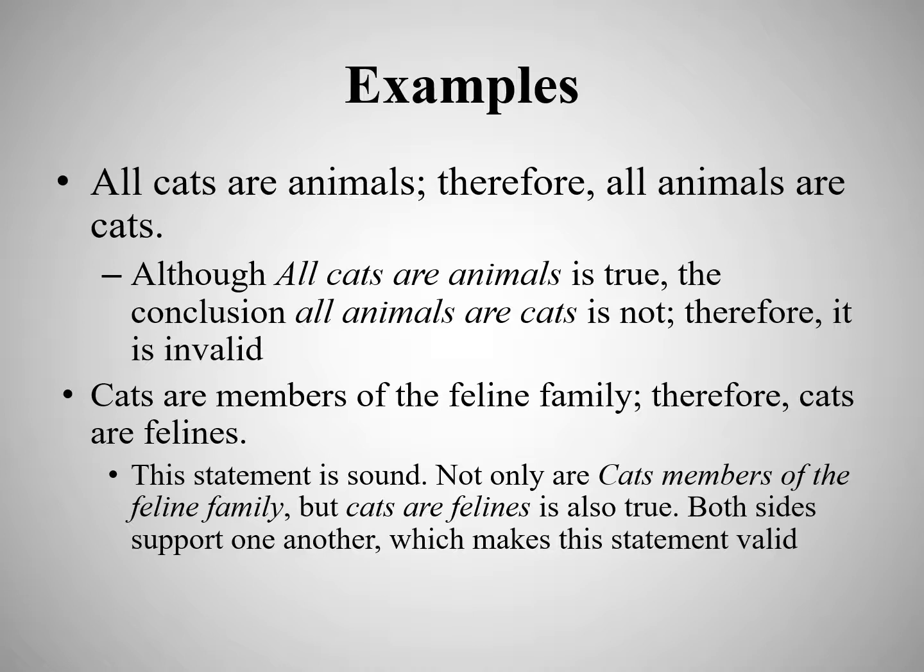Let's look at an example of an invalid claim and a valid claim. All cats are animals, therefore all animals are cats. Although "all cats are animals" is true, the conclusion "all animals are cats" is not. Therefore, it is invalid.